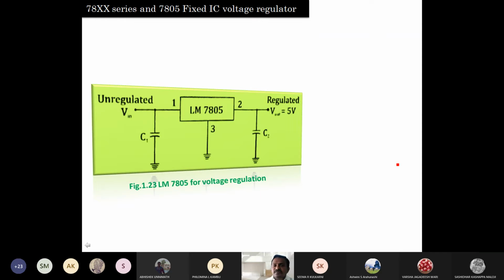It is a 3-pin device. The output is constant, as X is replaced by 05, meaning the output is a constant positive 5 volts. For the input you give an unregulated input, and the output is a regulated fixed voltage. But here we are going to use some components which help remove the ripples, both at the input side as well as the output side.